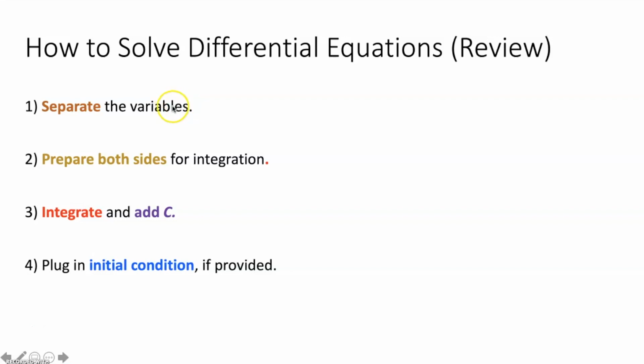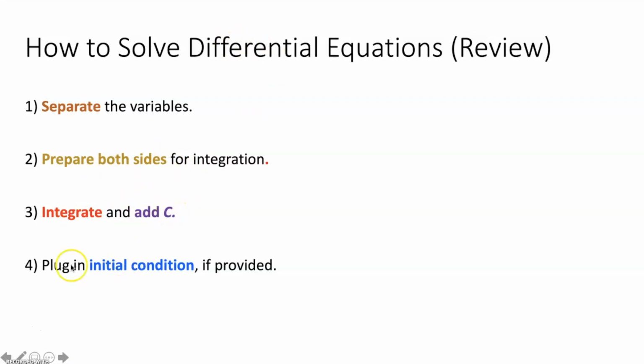Then, after you do that, you're going to move on to the second step, which is to prepare both sides for integration. Meaning, if you're integrating a function with multiple terms, you're going to integrate each term separately. If there's a function being multiplied by a constant, you're going to take that constant and move it out front of the integral sign. Once you have prepared both sides for integration, you can move on to the next step where you actually integrate and add c. After you do that, you have found the general solution to your given differential equation.